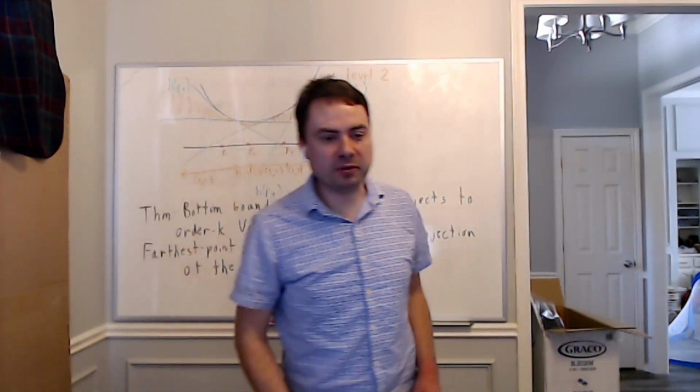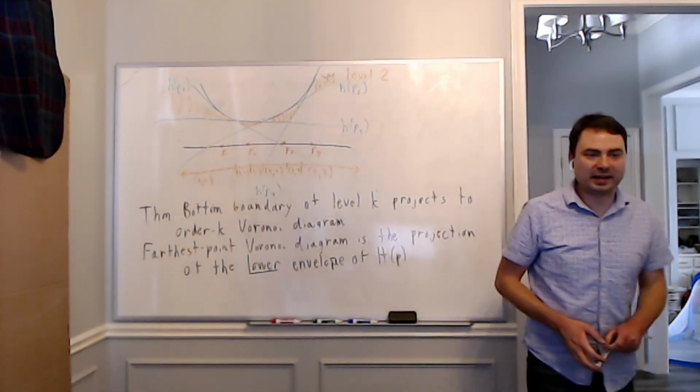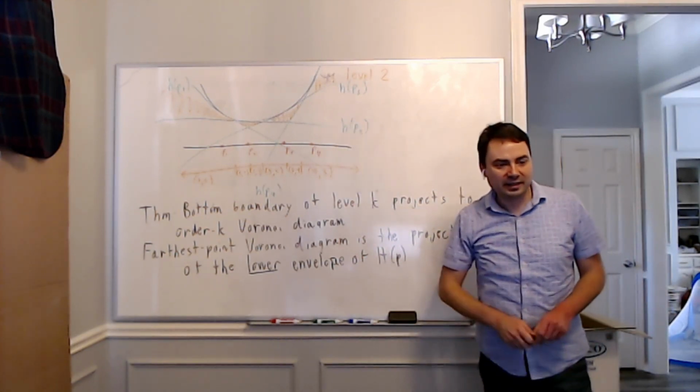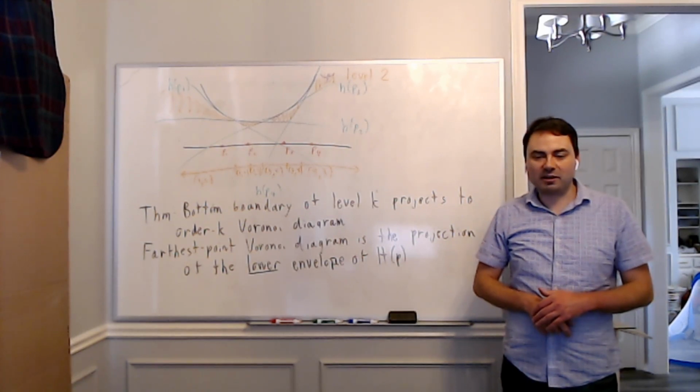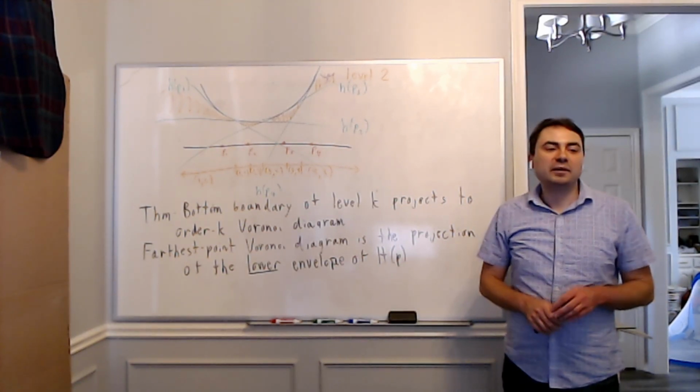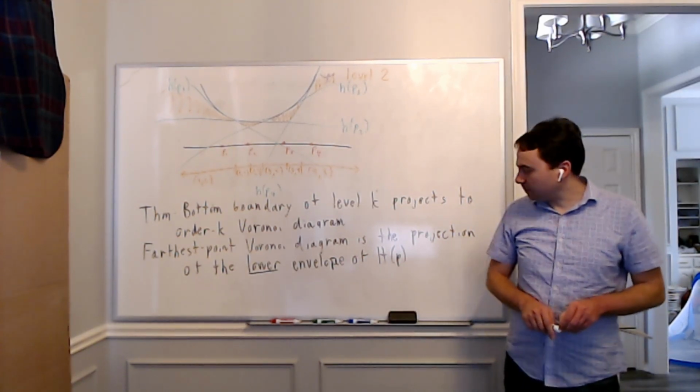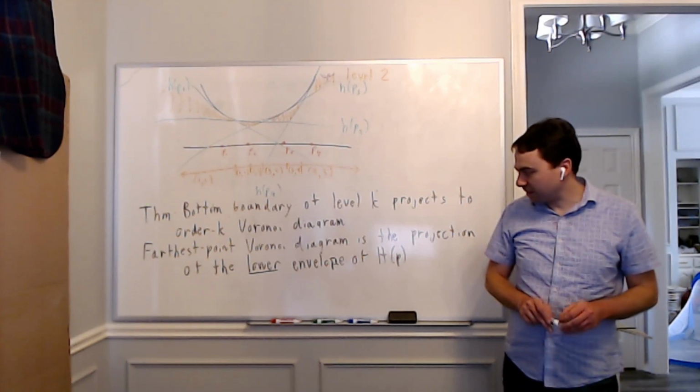That's not to say you would want to compute the farthest point Voronoi diagram by computing the envelope on the paraboloid. The envelope is much more simple than you would get if you just had arbitrary planes in 3 dimensions. But I think it's a pretty neat fact.